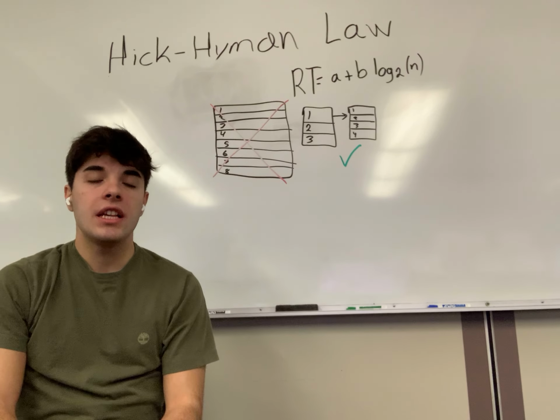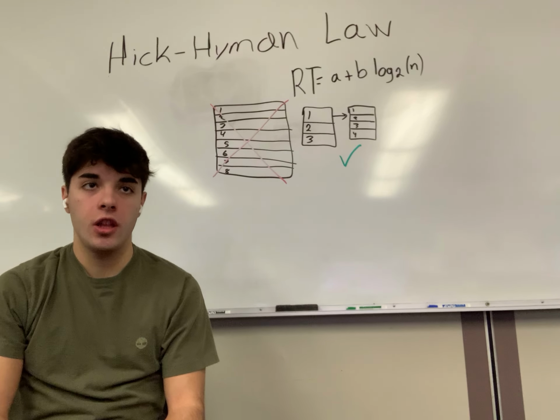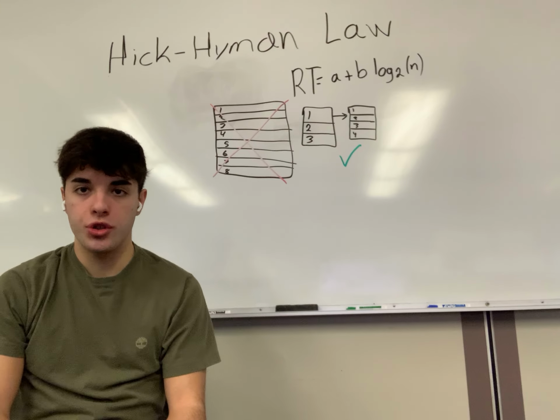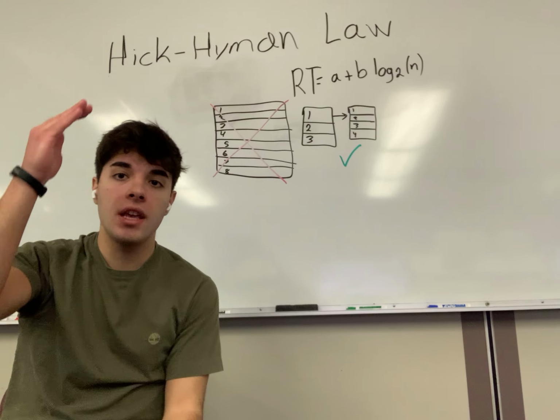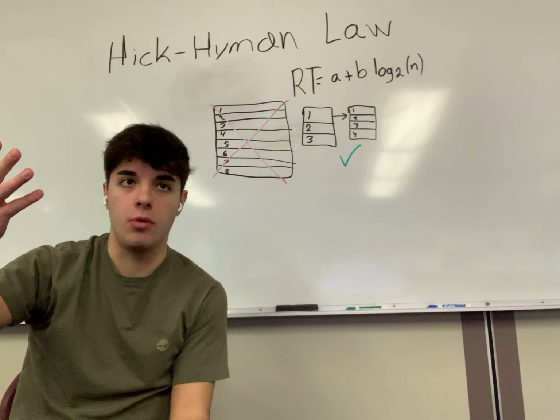The Hick-Hyman Law is the law that states that the more options a person has available to them, the longer it'll take them to decide which to pick. It's based on the number of stimuli available, and it factors in the time it takes a human to read all the options and then decide between them.